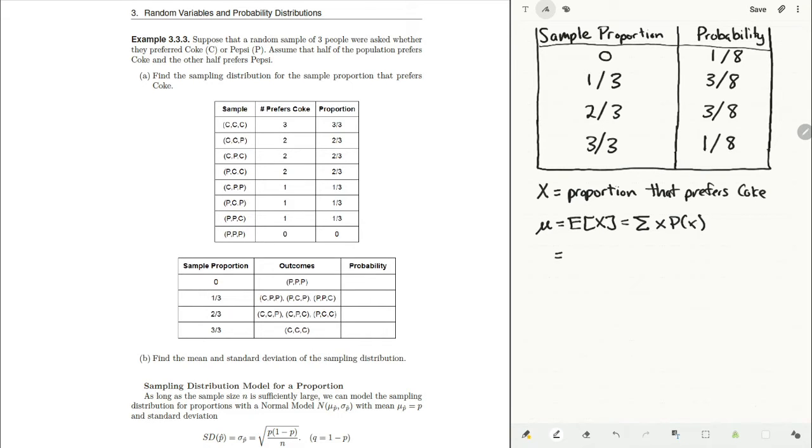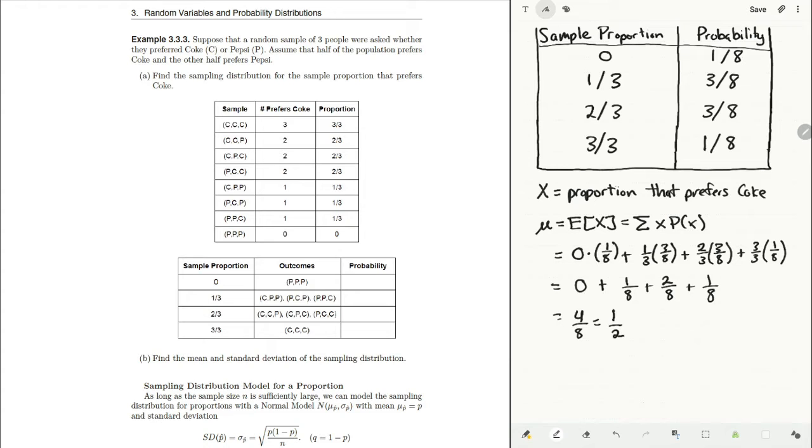And so we calculate the mean by taking each sample proportion and multiplying it by its corresponding probability, and then we add them together. So we have 0 times 1 out of 8 plus 1/3 times 3 out of 8 plus 2/3 times 3 out of 8 plus 3/3 times 1 out of 8. Simplifying, we have 0 plus 1 out of 8 plus 2 out of 8 plus 1 out of 8. And this will give us 4 out of 8, which can be simplified to 1/2. And so the mean of the sampling distribution is 1/2.